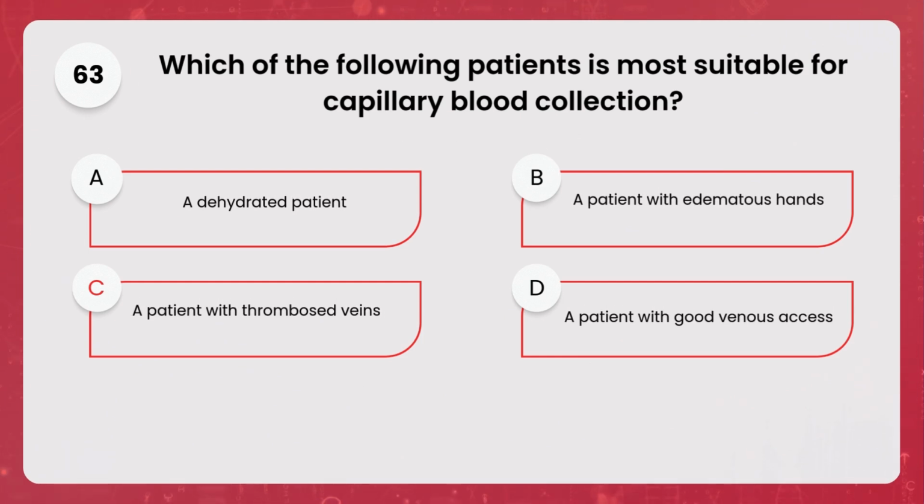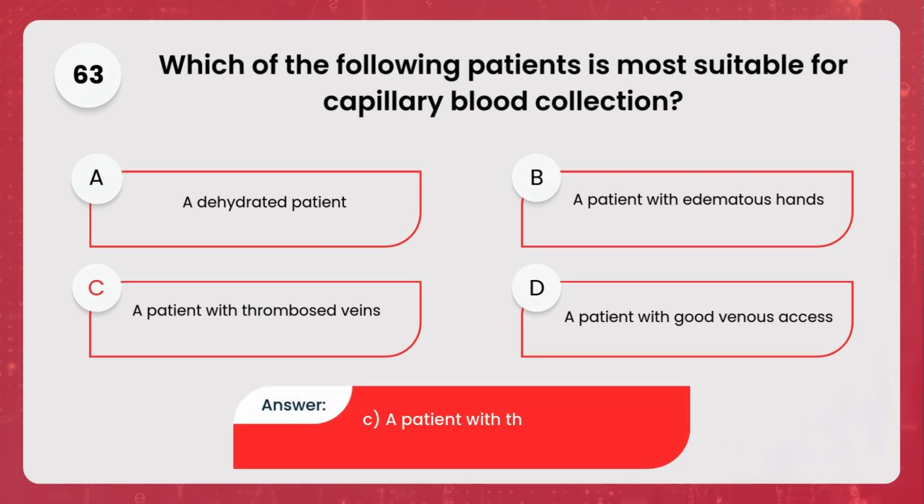Number 63. Which of the following patients is most suitable for capillary blood collection? A. A dehydrated patient. B. A patient with edematous hands. C. A patient with thrombosed veins. Or D. A patient with good venous access. The answer is C. A patient with thrombosed veins.